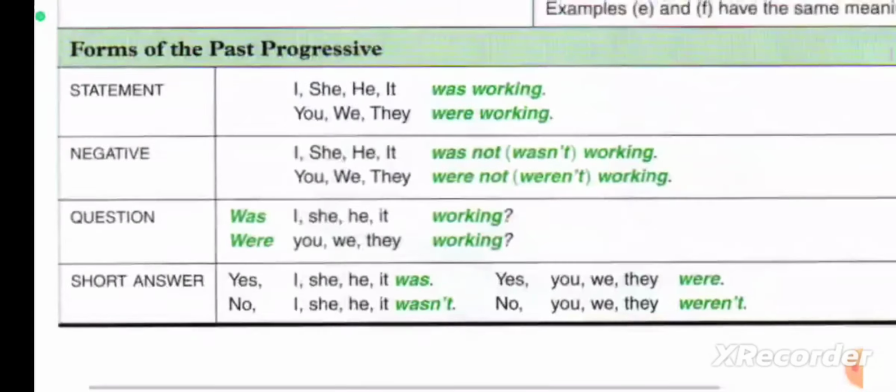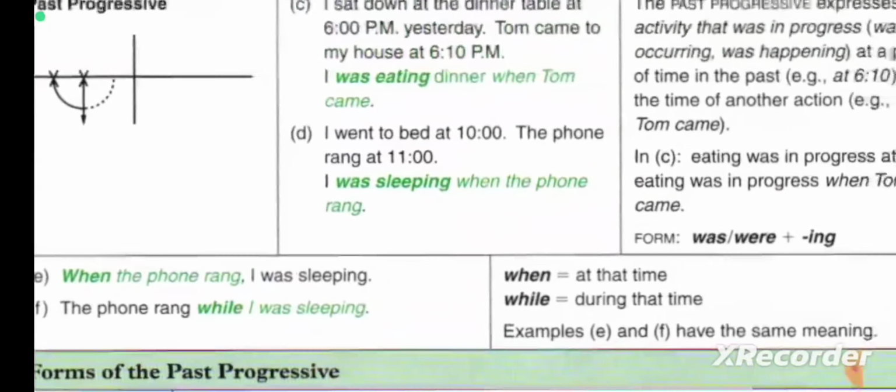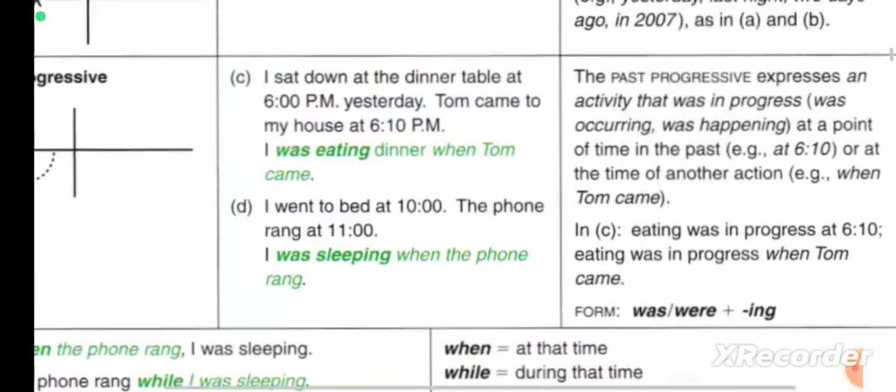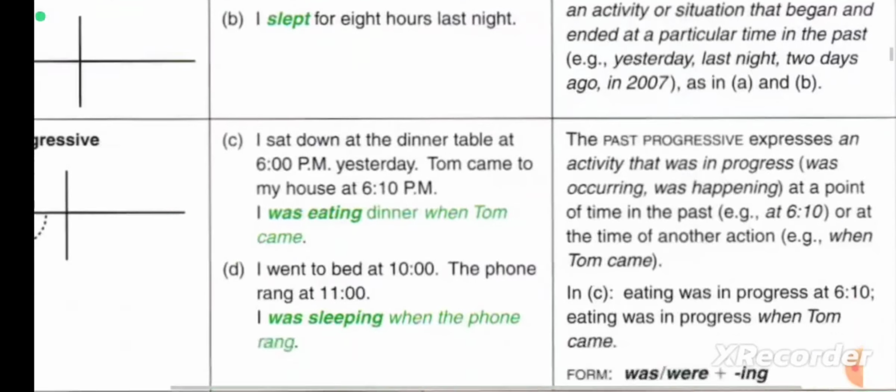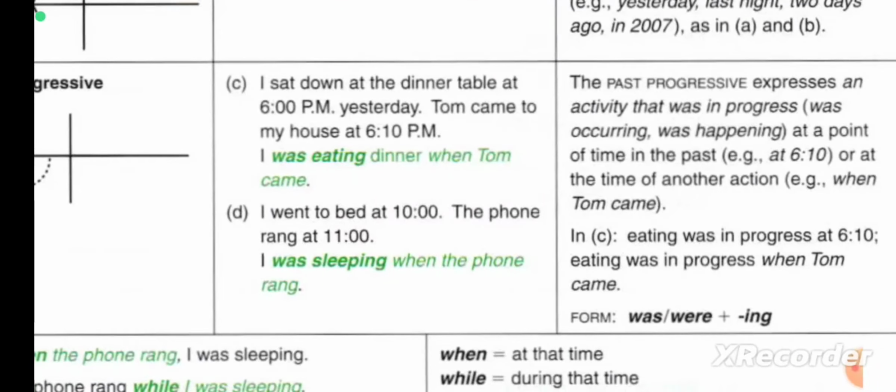Now let's go back to the uses of the past continuous. Let's look at example C. I sat down at the dinner table at 6 p.m. yesterday. Tom came to my house at 6:10 p.m. So here, the past continuous focuses on an action that was going on at a specific time in the past.